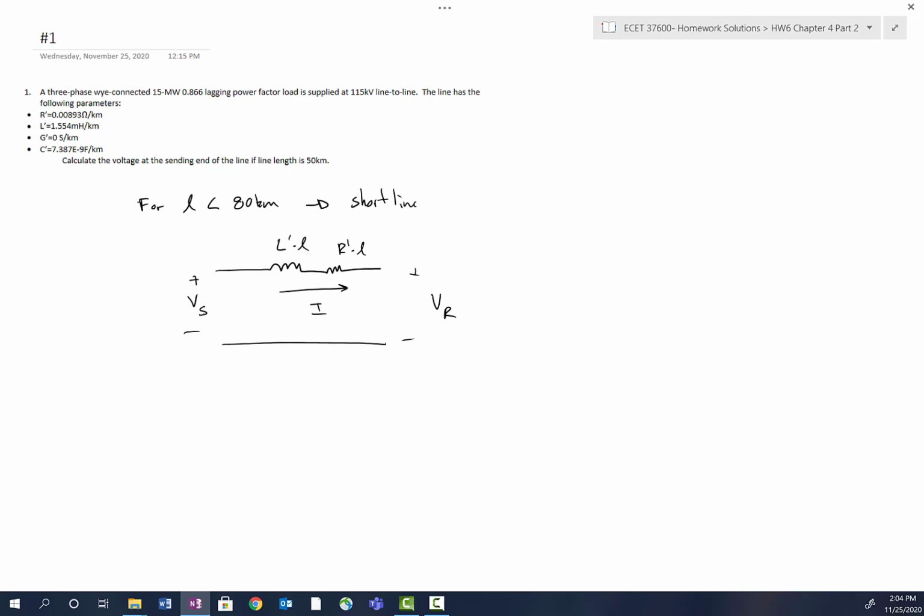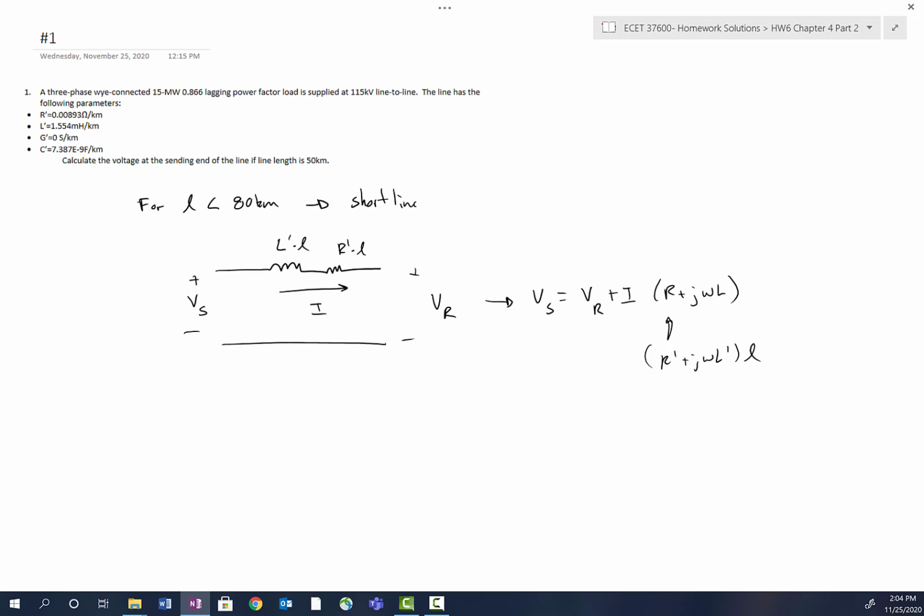The line model gives us the characteristic solution equation, which is that the sending end voltage is equal to the receiving end voltage plus I times R plus J omega L, where R and L are the lumped series resistance and reactance of the transmission line. You can calculate it as R prime plus J omega L prime times L, right? So we need to know what the receiving end voltage is.